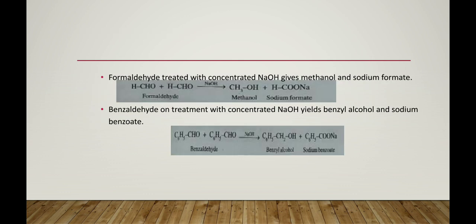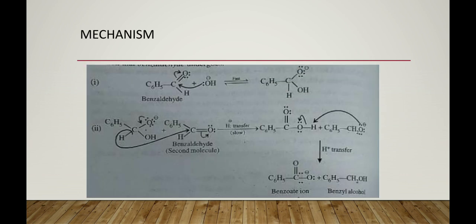Example, when formaldehyde is treated with concentrated NaOH it gives methanol and sodium formate, and benzaldehyde on treatment with concentrated NaOH yields benzyl alcohol and sodium benzoate. Now let's take a look at the mechanism of Cannizzaro reaction.